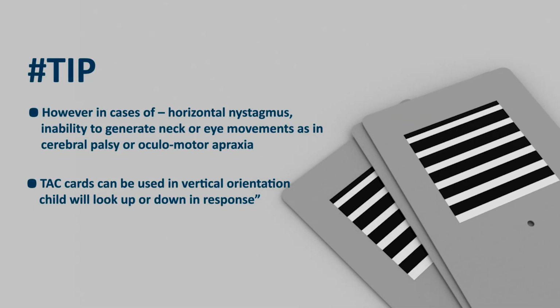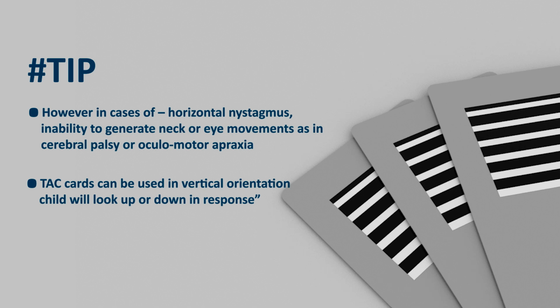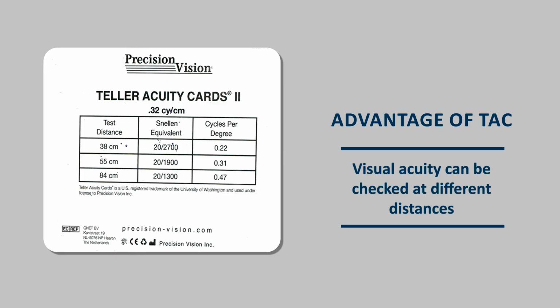Here is another tip. In cases of horizontal nystagmus, inability to generate neck or eye movements as in cerebral palsy or oculomotor apraxias, tag cards can be assessed in vertical orientation. The child will look up or down in response, and visual acuity can be reliably assessed. The advantage of tag is that visual acuity can be checked at different distances.